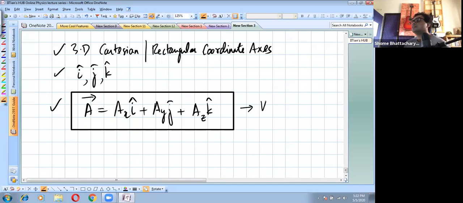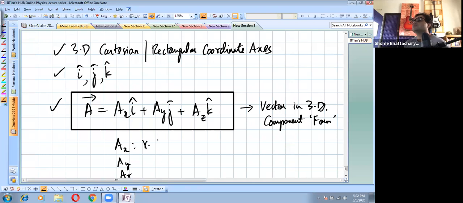So this is the vector in 3D. It is the vector in three-dimensional component form. Okay, where again Ax, Ay and Az are respectively the x component, or we can also use the term projection. They are always interchangeable, of vector A. We just write this more clearly so that there's no confusion later.